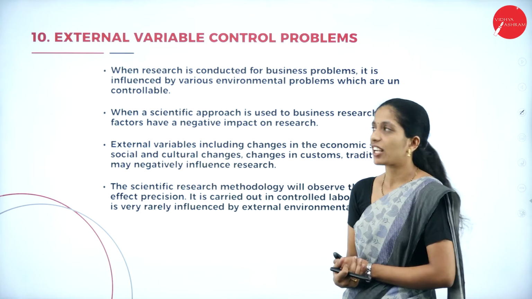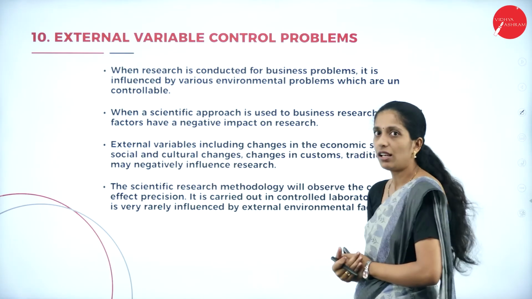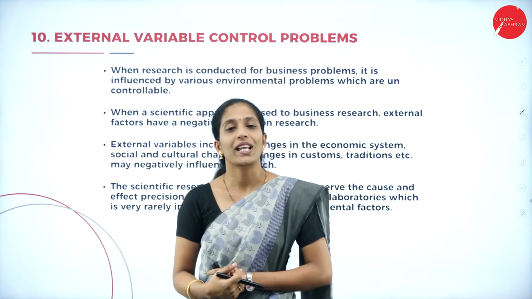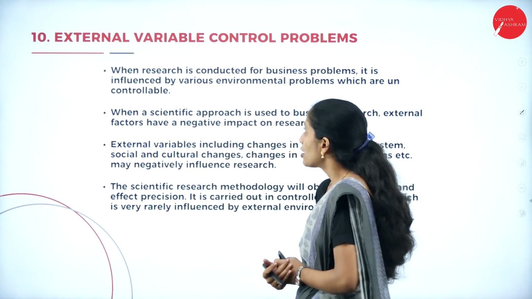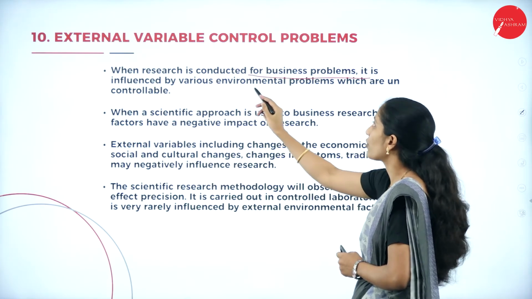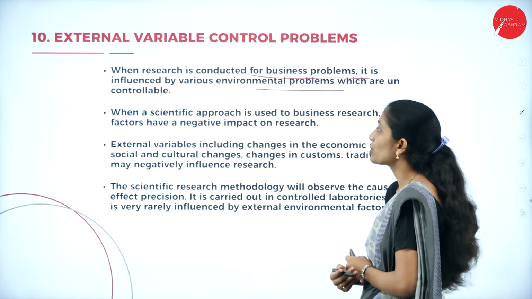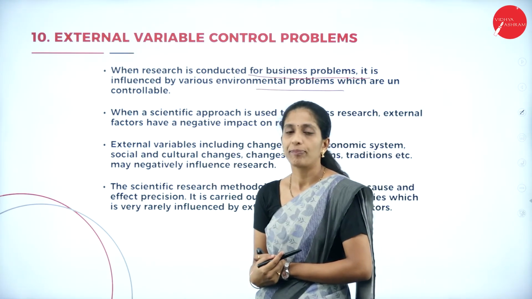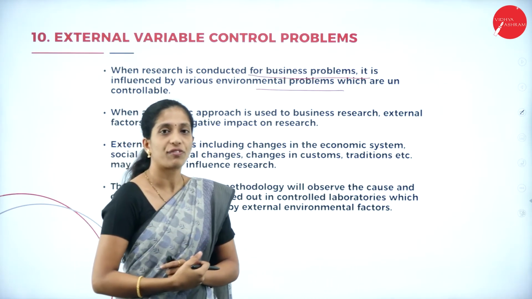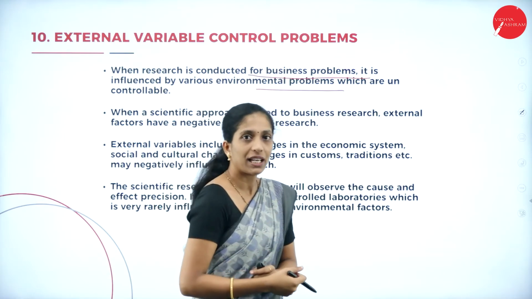Next, the 10th limitation is external variable control problems. So let us see what these external variable control problems are. When research is conducted for a business problem, it is influenced by various environmental factors which are uncontrollable. Now, what are environmental factors? They are nothing but external factors which are unavoidable in nature.